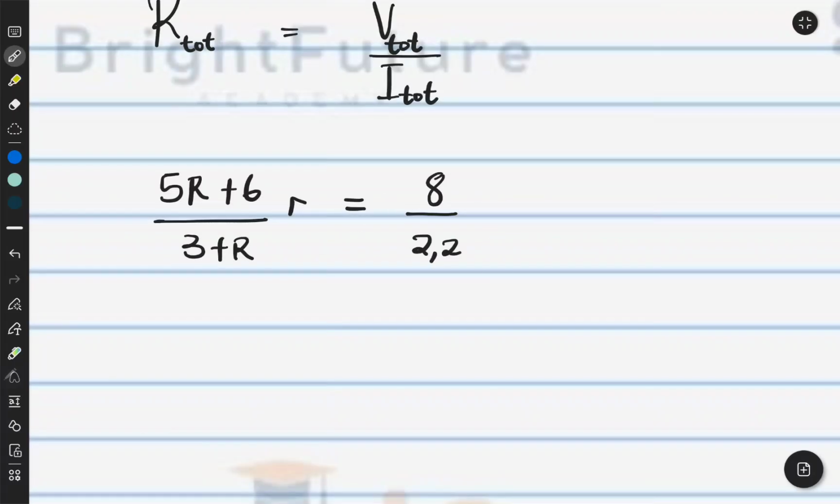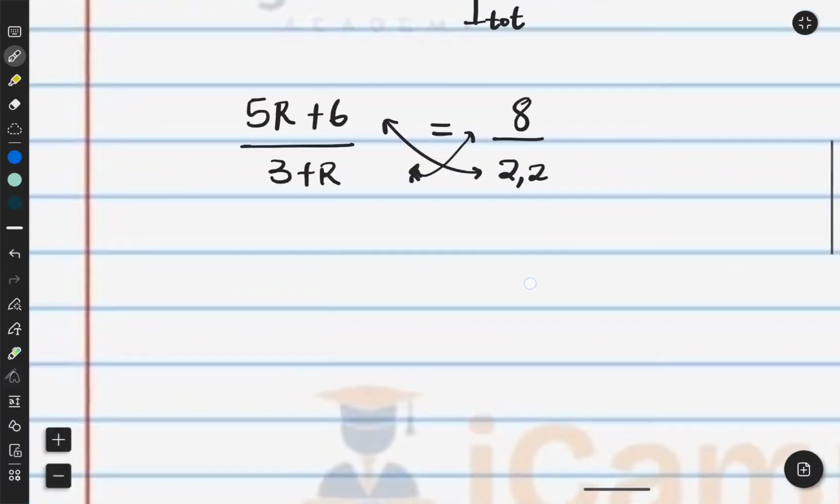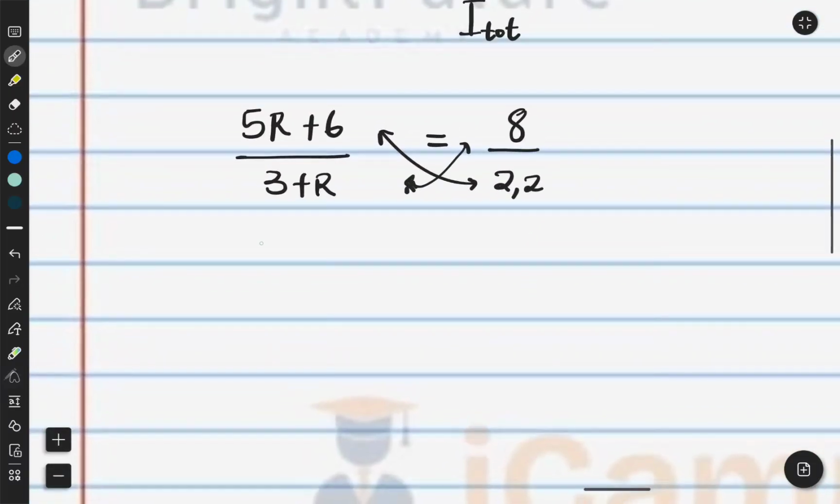It's up to you. In my case, I'll choose to cross multiply. You can do it either way, and you'll get the same answer. So if I cross multiply, 5 times 2.2 should be 11R. 6 times 2.2 should be 13.2. Okay, 13.2 equals 8 times 3, which is 24.